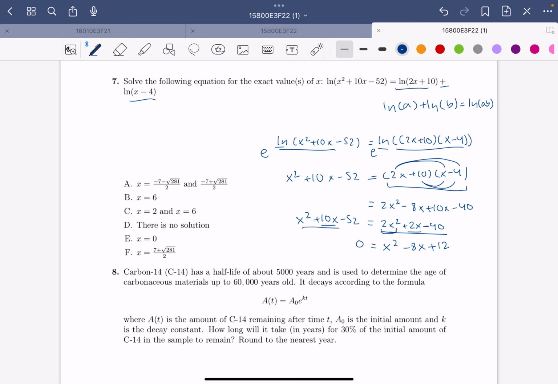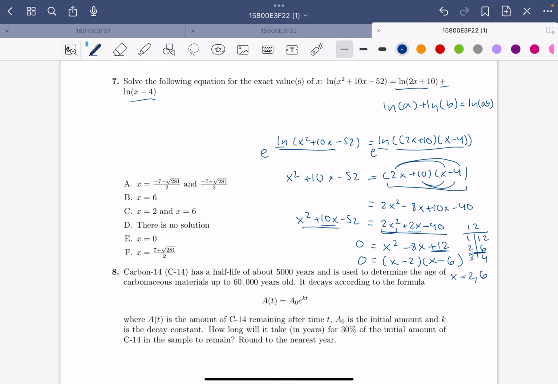Now we have to find the roots. If we factor, we can put our x's here. What looks good to me is that this has a positive 12, so both of our factors need to have the same sign. Common factors of 12 are 1 and 12, 2 and 6, 3 and 4, and the middle two, 2 and 6, add up to be 8. So let's go ahead and put those in, negative 2 and negative 6. So that means our x equals 2 and 6.